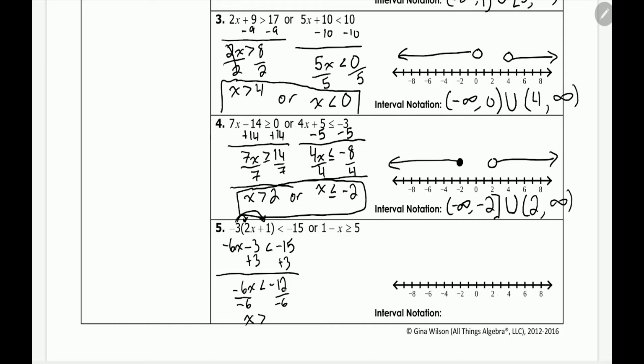Now we have -12 divided by -6. Well, that gives us +2. That's our first one. Now for the second one. We have 1 minus x is greater than or equal to 5.